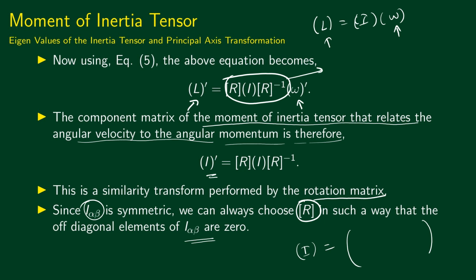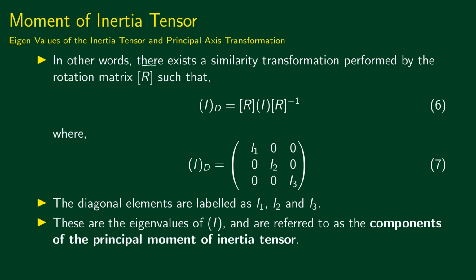So you could write this matrix as I1 0 0, 0 I2 0, 0 0 I3. This matrix has only diagonal elements. This is called a diagonal matrix. So there exists a similarity transformation performed by the rotation matrix such that I_D is equal to R I R inverse, where I_D is the diagonal matrix with elements I1, I2, I3 along the diagonal. Non-diagonal elements are all zero.